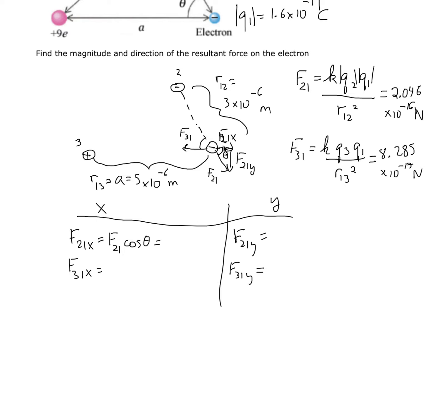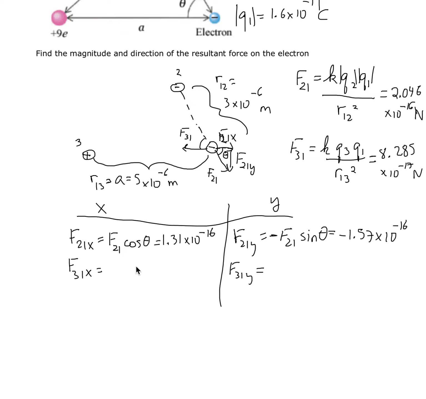Now we know exactly what to plug in for F21x. F21, which is this number right here, multiplied by cosine of 50. That's going to give us 1.31 times 10 to the negative 16. And then the y component of F21 is going down, which means it's negative. It's opposite the angle, so it's going to use sine. Plug in those numbers, and we're going to get negative 1.57 times 10 to the negative 16. Of course, all of these are in newtons.